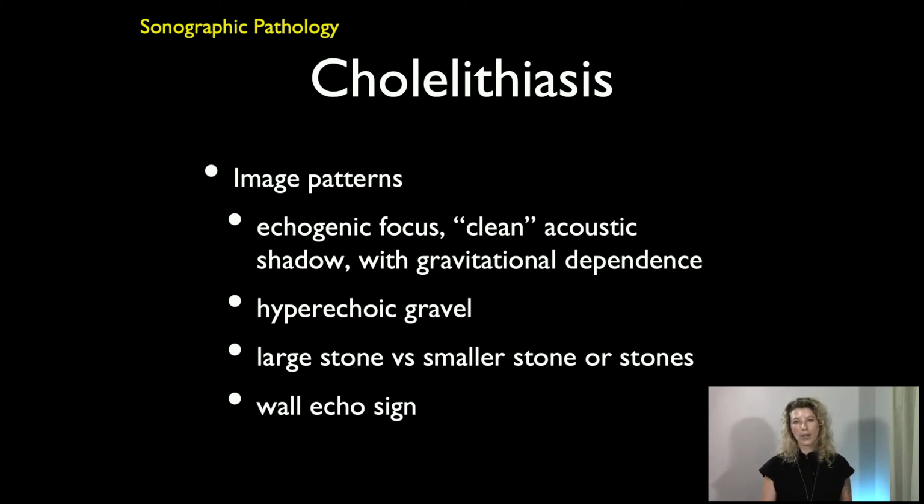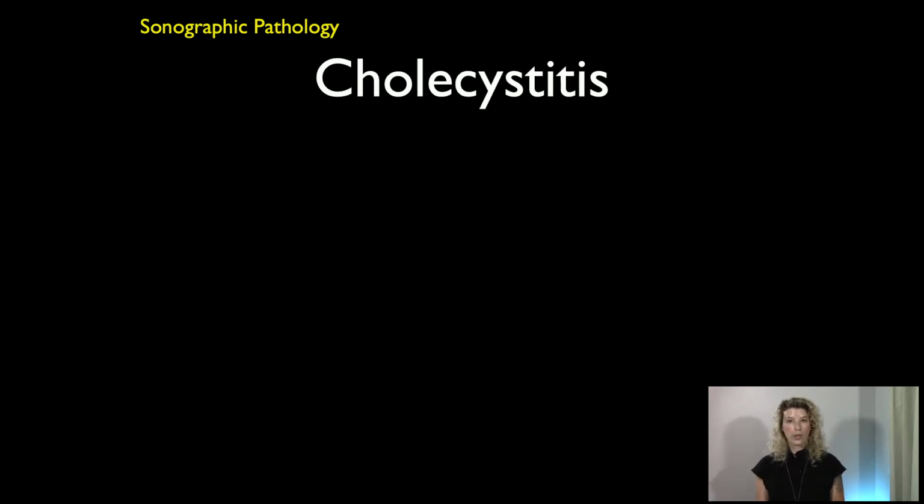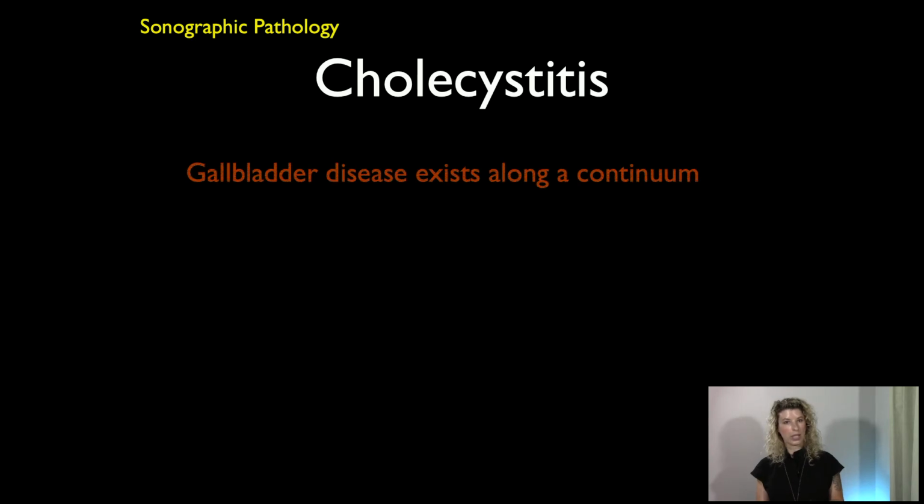Right, so we've talked about the echogenic focus of the stone itself. It causes clean acoustic shadows. They're gravitationally dependent. We saw some images of gravel, which is like a bunch of little stones all stuffed in the gallbladder, and they're all echogenic, so they produce shadows and echoes. We've seen different types of stones, different sizes of stones, and we've seen the wall echo sign. So that's cholelithiasis. Let's talk about cholecystitis.